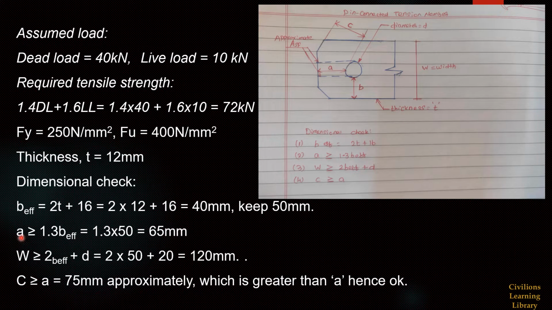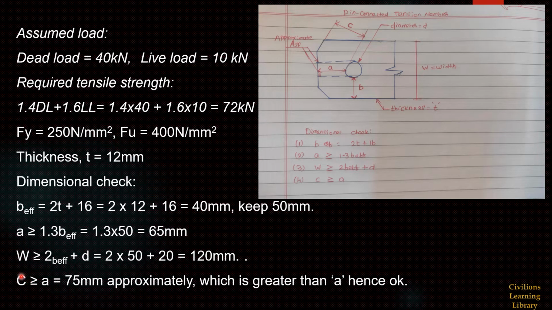Then the second condition is this A dimension should be greater than or equal to 1.3 B effective. A is nothing but this dimension, edge of the hole to the edge of this plate. From 1.3 into B effective, which we calculated as 50, this dimension should be 65 mm minimum. Then the next condition is the width of this plate. Width should be greater than or equal to 2 B effective plus D, where D is this diameter. So 2 into B effective is 50 plus we are assuming this hole is 20 mm now. So our width should be 120 mm minimum.